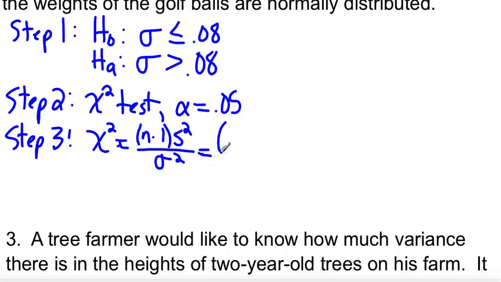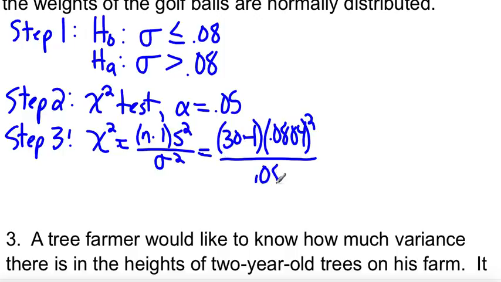So let's see. He tested 30 balls, so 30 minus 1. And the standard deviation was 0.0804 squared over, and we need sigma squared. Now this time our null hypothesis is just sigma, so we do need to square it this time. So just pay attention to whether or not you need to square that. Okay, so when we put this all in our calculator, I got 29.291. Okay, so that's our calculated test statistic.